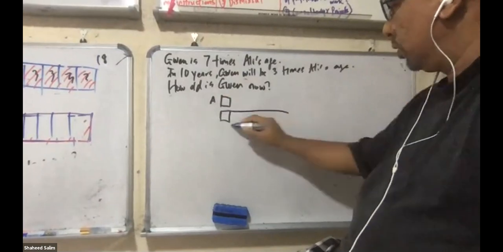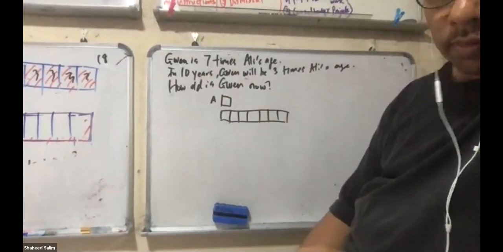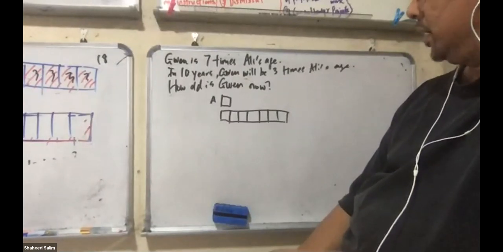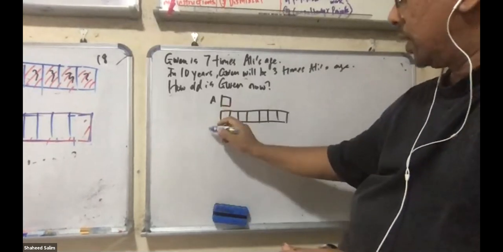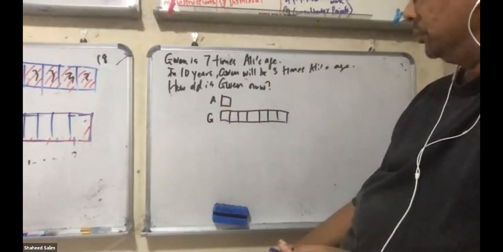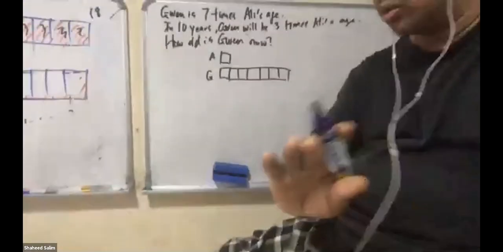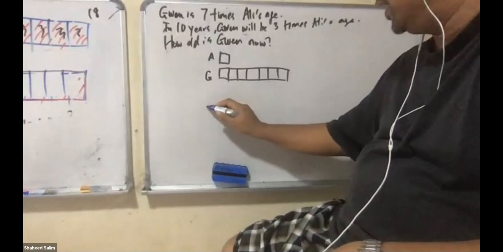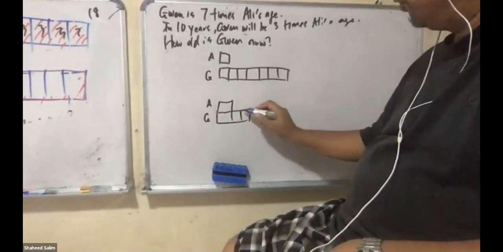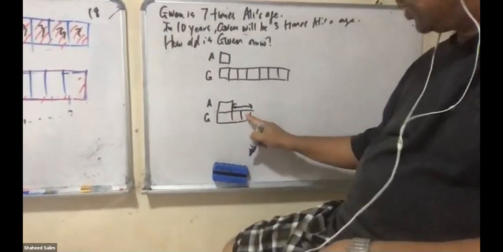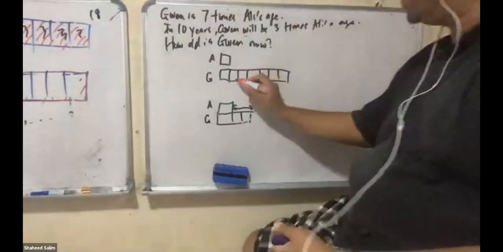So I draw. So the difference is 6. Now they say, this is 1, this is Gwen. Then they say, after some time, 10 years, Gwen will be 3 times Ali. 3 times Ali means how? Okay, I draw now this method so that you understand. If Gwen is 3 times Ali, it must be something like this. Ali is 1, the difference now becomes 2. Can you see now? The difference becomes 2. Because Ali is 1, this difference is 1, 2, 3, 4, 5, 6.